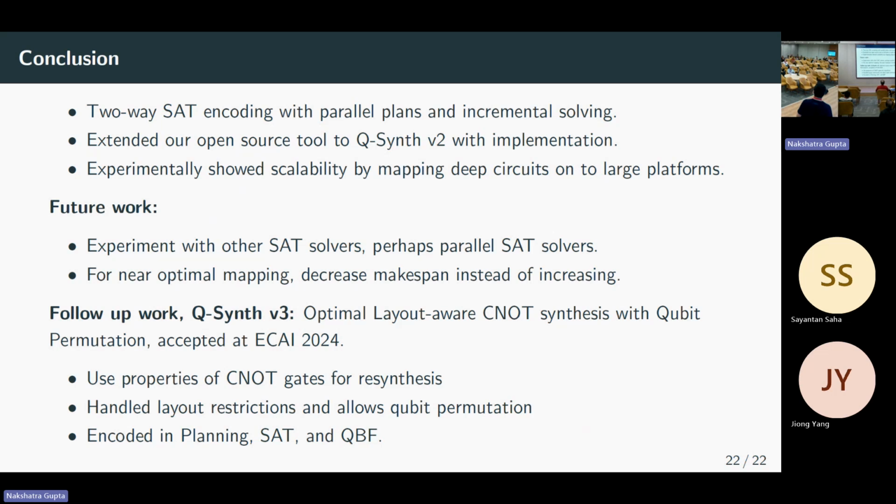And we actually have one more follow-up work, QSynth version 3, also out. You have noticed that the number of single qubit gates and 2-qubit gates do not change in our synthesis. But we can also do resynthesis of these circuits and actually reduce the initial CNOT gates. We did this in this paper. We took the properties of CNOT gates and did resynthesis, and we handled some extra properties that are interesting. And we encoded them in planning, SAT and QBF. Here SAT and QBF perform really well. We also guarantee optimality there.